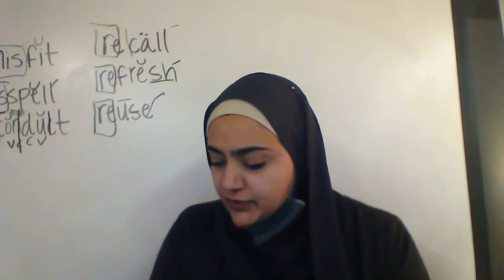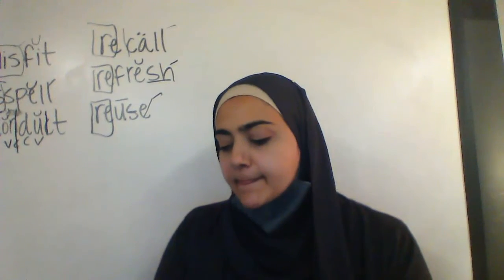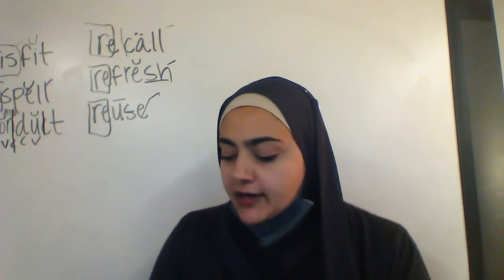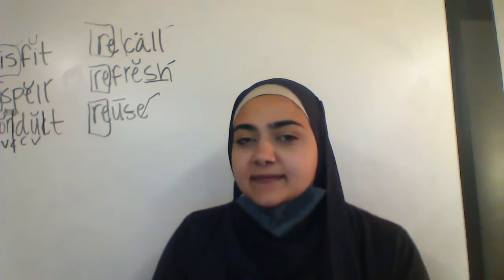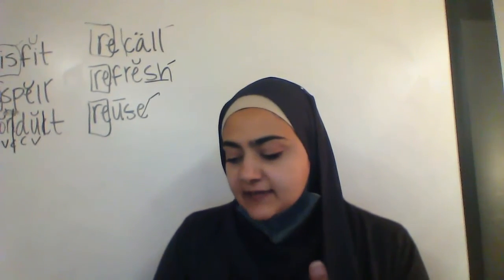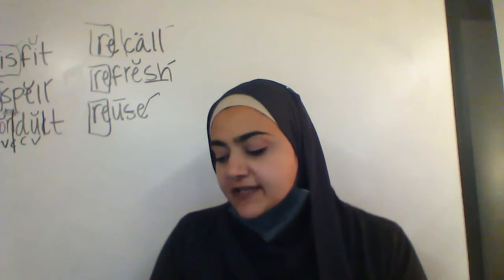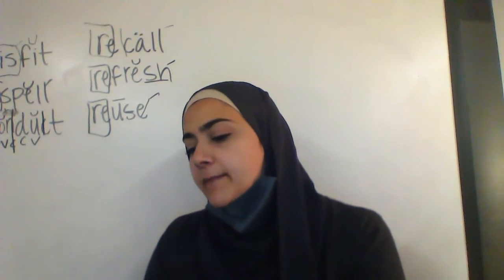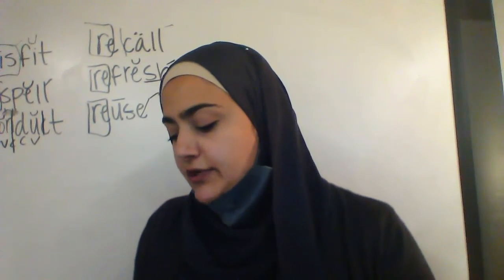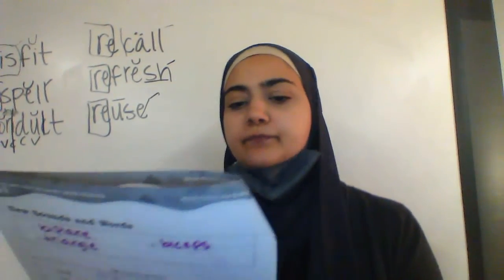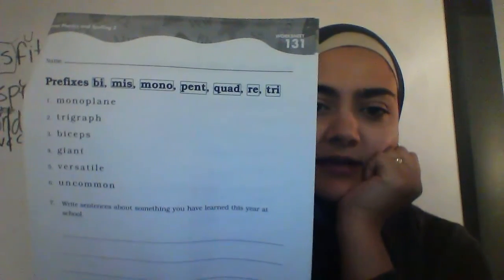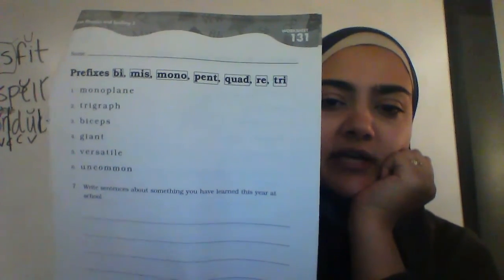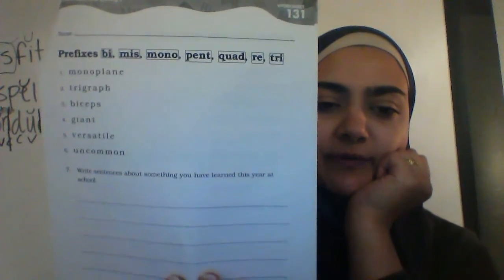What do we do first when we see a word we've never seen before? We look for affixes, not suffixes, but affixes. Affixes means prefixes and suffixes. So we look for affixes or final stable syllables. And how do we code those? We'll box them. All right, so what you're going to do today on your worksheet, you're going to box the prefix bi, miss, mono, pent, quad, re, and tri. And then you're going to code the rest of the word.